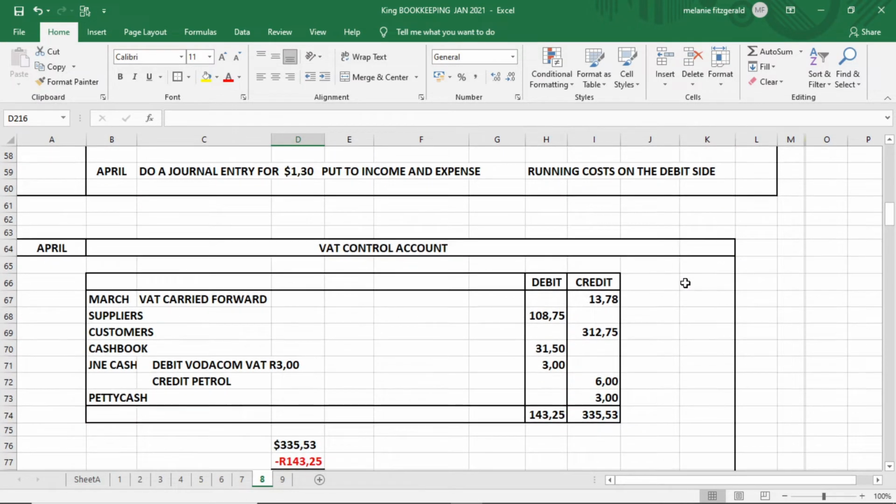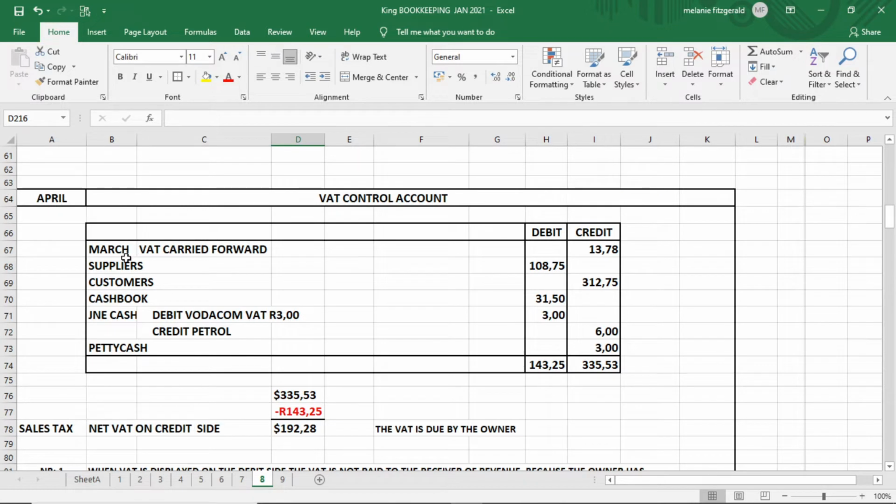Okay, so the VAT control account. The March VAT carried forward is $13.78 on the credit side. That's March's VAT carried forward. Suppliers $108.75 on the debit side. Customers $312.75 on the credit side. Cash book $31.50 on the debit side. And then the journal entries for those missed posts. We debit Vodacom VAT $3 on the debit side, and we credit the petrol $6 on the credit side. So the Vodacom is on the debit side, $3, and the petrol is on the credit side, $6. Petty cash on the credit side, $3.